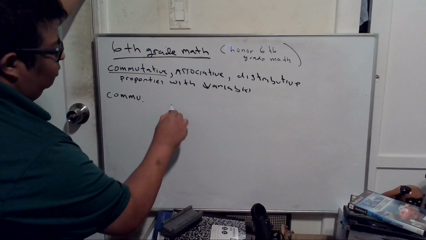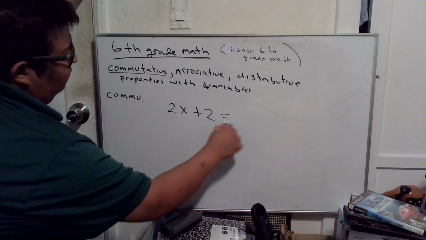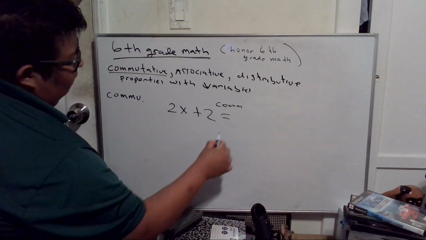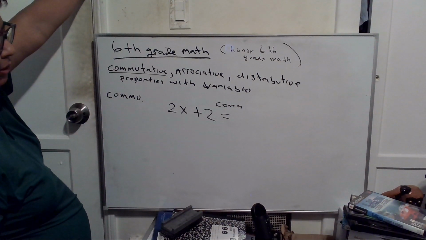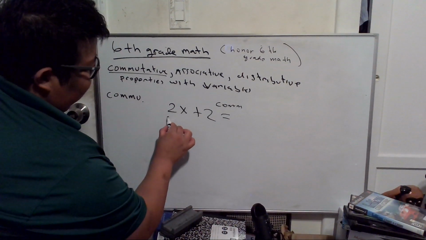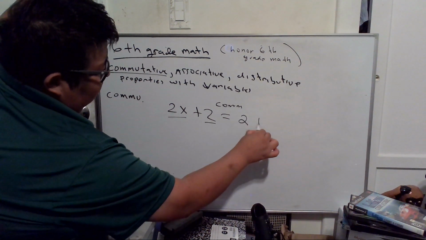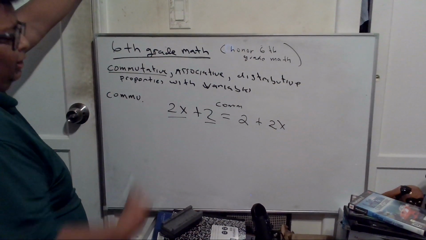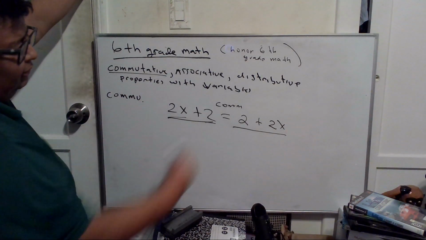So one more example: 2x plus 2. If I want to use the commutative property, how would you write it? Think about it. The way you would write it would be like this: if I start with 2x and I end with 2, I would start with 2 and then end with 2x. You just flip the order. And these two expressions are the same thing, just written differently.